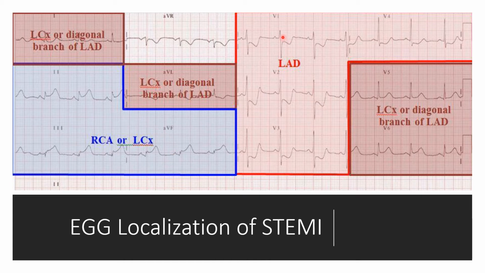If you have ST segment elevations in V1 and V2, usually it is a septal myocardial infarction. V3 and V4 are the anterior wall of the left ventricle, so it's an anterior MI. And these 4 leads usually are indicative of obstructions in the left anterior descending artery. V5 and V6 and leads 1 and AVL, if you see ST segment elevations in these leads, usually it's indicative of a lateral wall myocardial infarction, and usually it involves either the diagonal branch of the left anterior descending artery or the left circumflex artery.